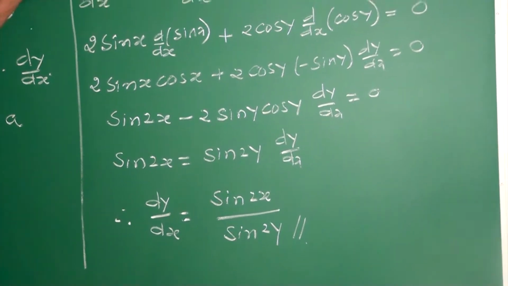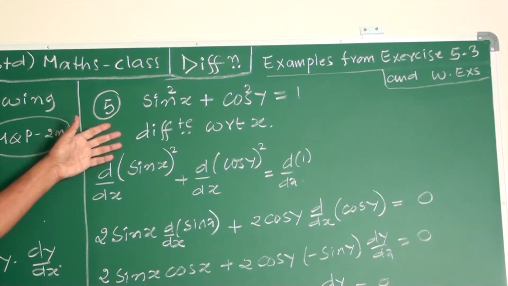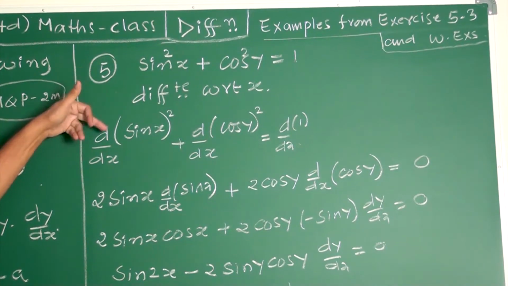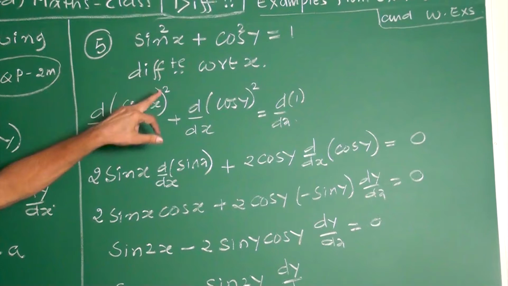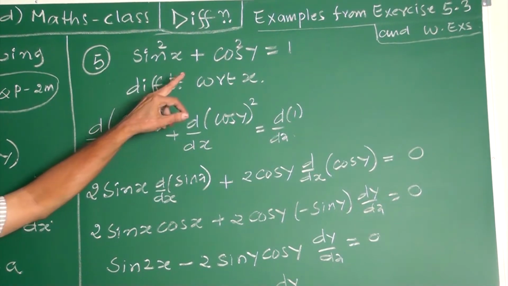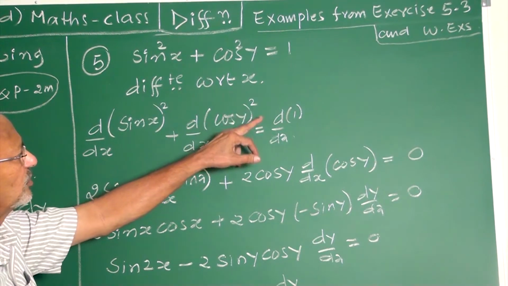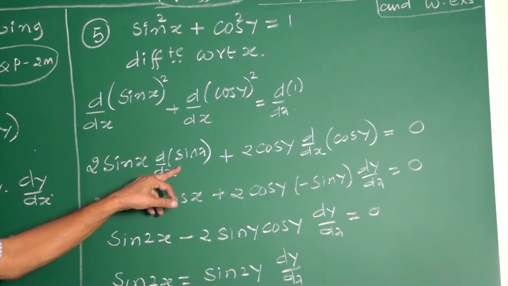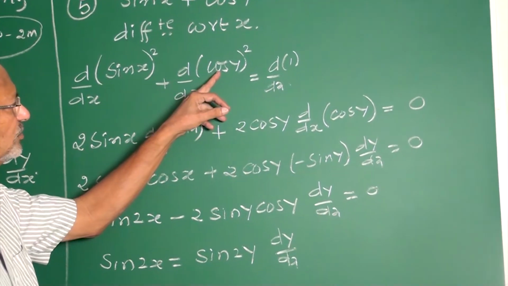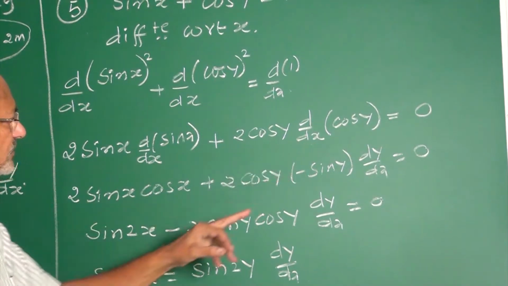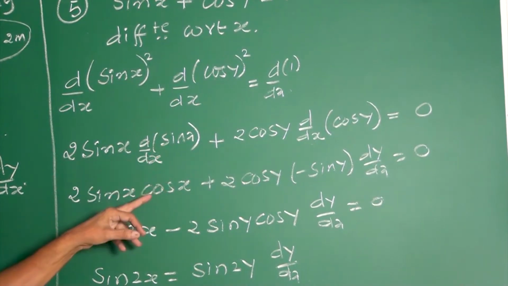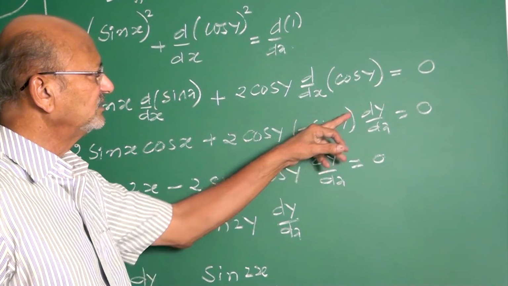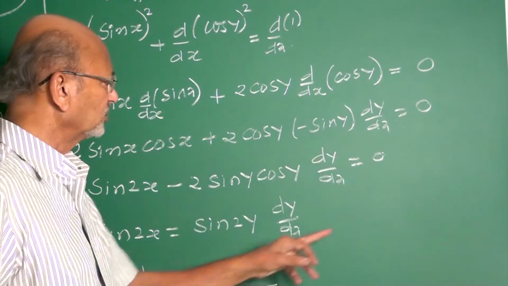Yes, my friends, this is also there in the model question paper. Sin square x plus cos square y equal to 1. Differentiate with respect to x, d by dx of this, I have written sin x to the power 2, cos square y, cos y to the power 2, equal to this. 2 sin x, derivative of sin x is cos x, plus 2 cos y, derivative of cos y with respect to x, first with respect to y, then y with respect to x, equal to 0.